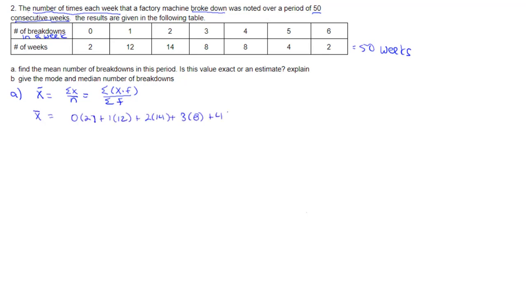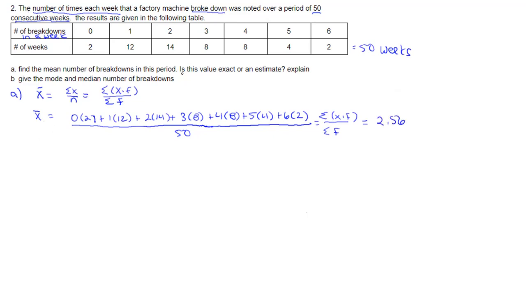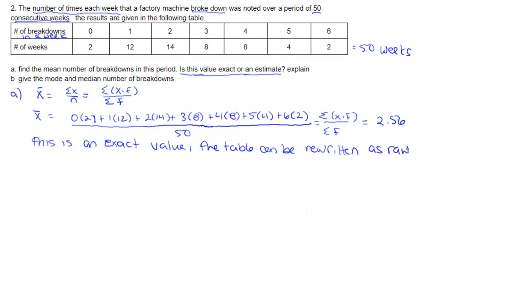So what we're going to do is take the x's times their frequencies and divide by the sum of all the frequencies. If I've got it written down, it's going to look something like this, and I'll find out that the average is going to be about 2.56. This is an exact value because the table can be rewritten as raw data. All I've got to do is multiply each number by its frequency.